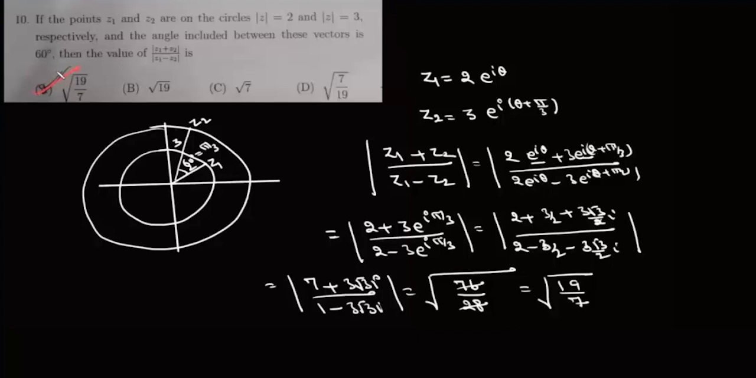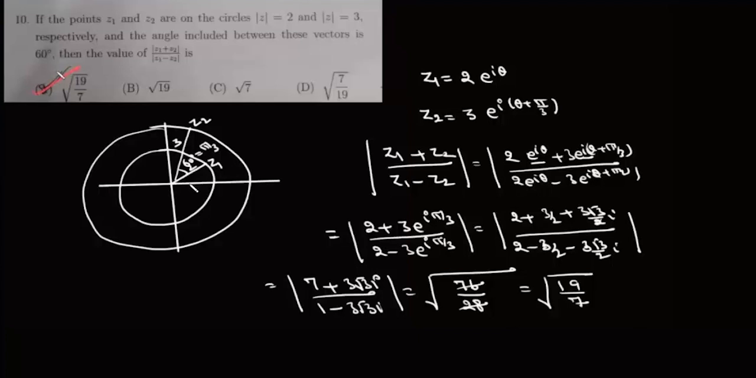mod z equals 2 and mod z equals 3. So the center is at the origin, with radius 2 for the first. We'll draw the two circles. Let's say there are two points, z1 on the first circle and z2 on the second circle, and the angle between them is 60 degrees. Then the value of mod of (z1 plus z2) upon (z1 minus z2) is?